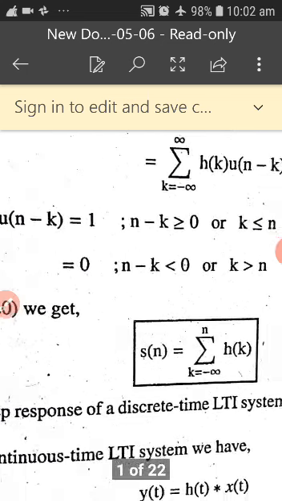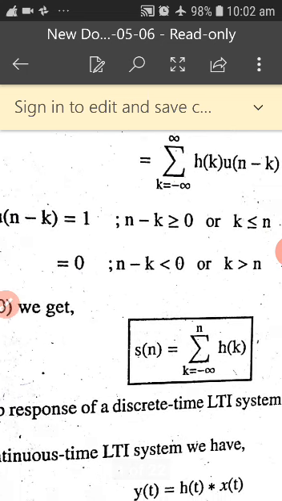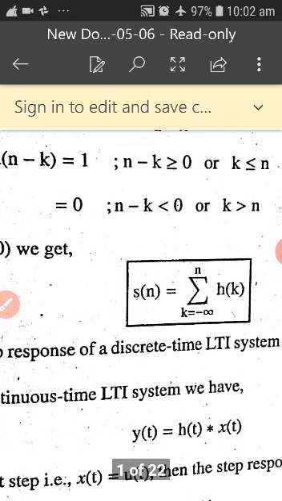So the above equation, S of n, that is nothing but the unit step response S of n, is written as summation k equal to minus infinity to n. It is not to infinity, it is to n. From minus infinity to n, h of k. This is a very important formula. They will ask problems on this.